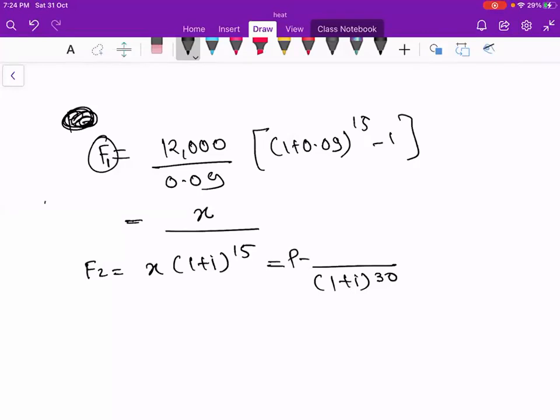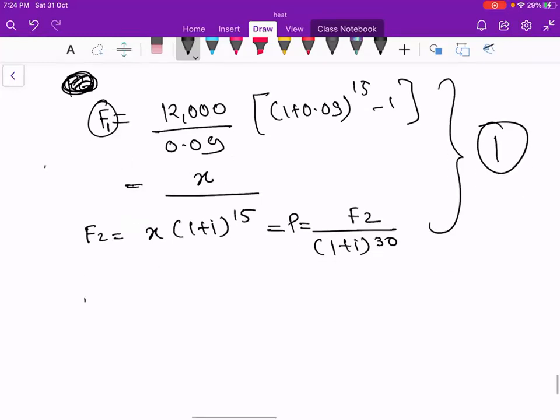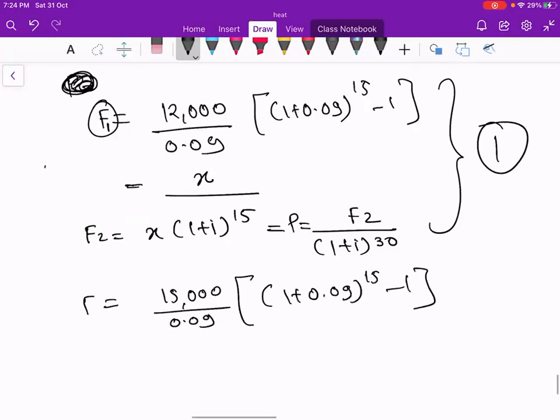Okay, present value will be 30. This is F2 that will come here. This is for the first part. Second part, again F equals 15,000 upon 0.09, times (1 plus 0.09) to the power 15 minus 1. And how many years will this deposit come back? This will be coming back 30 years.